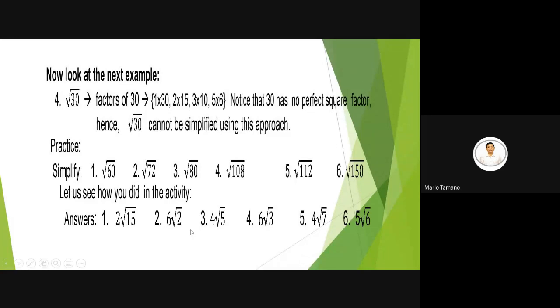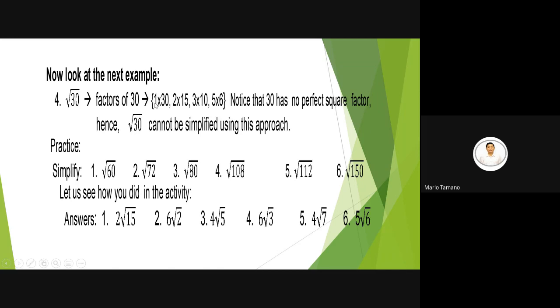Now, look at the next example. We have 4 square root of 30. What are the factors of 30? 1 times 30, 2 times 15, 3 times 10, 5 times 6. You notice that 30 has no perfect square factor. Hence, square root of 30 cannot be simplified using this approach. Tama? Yes. Opo.